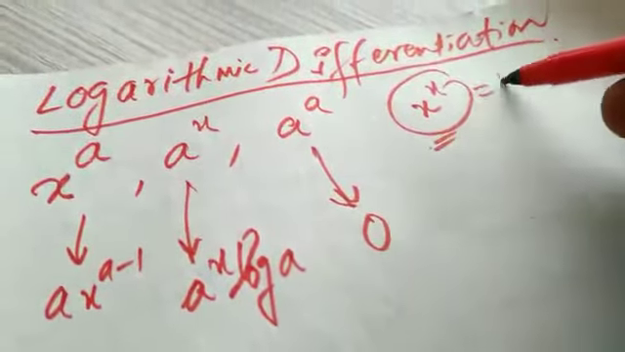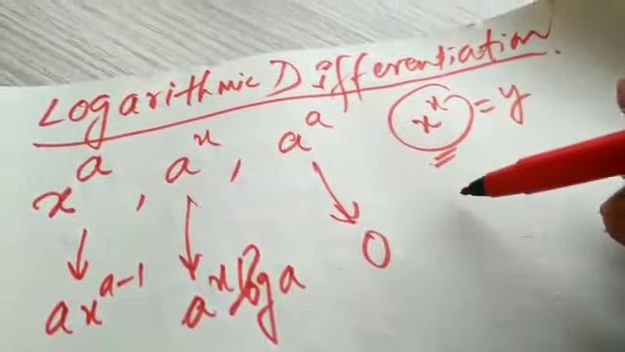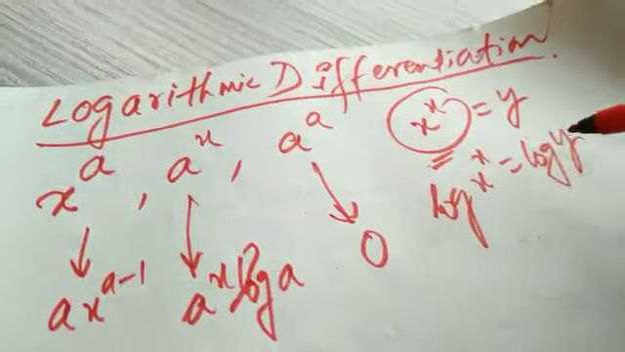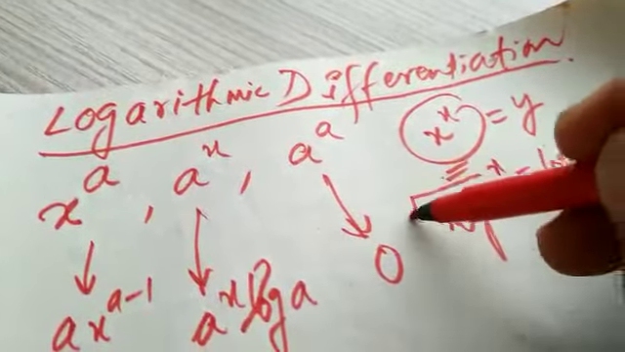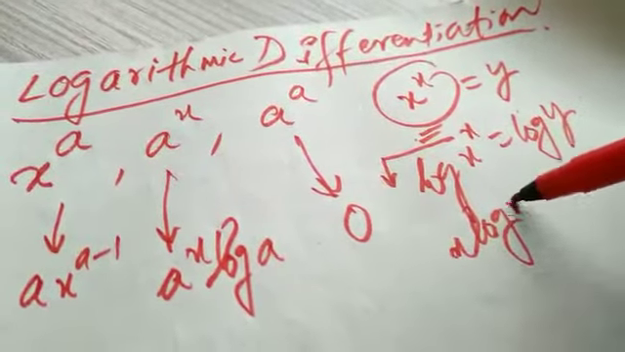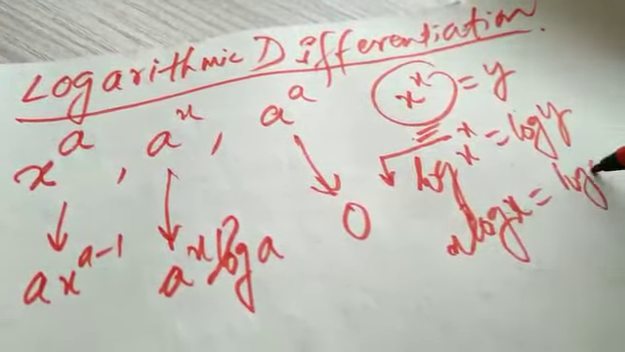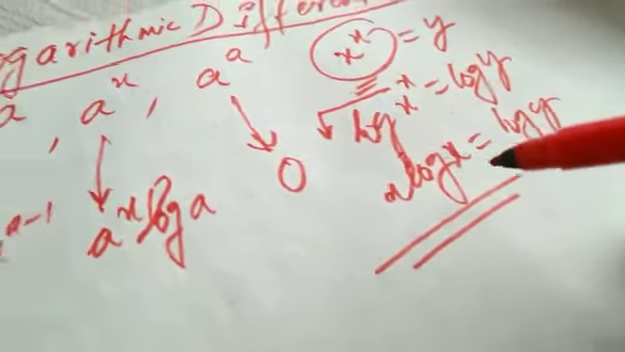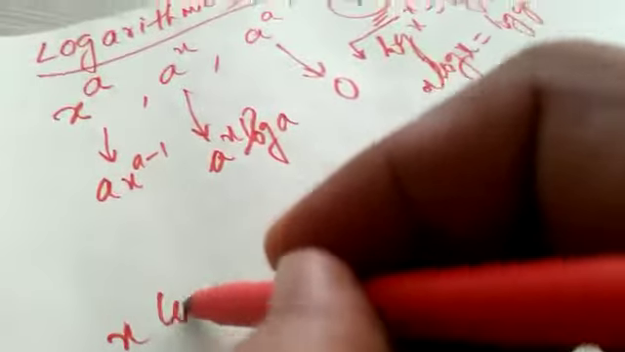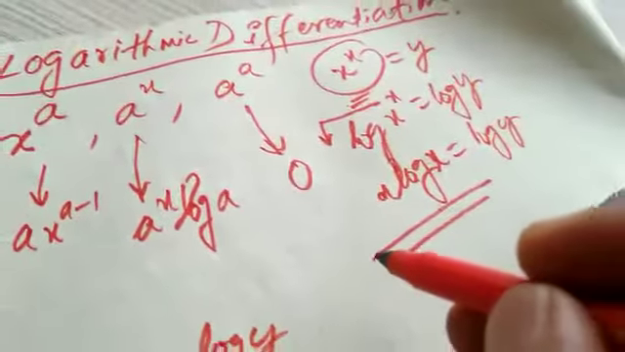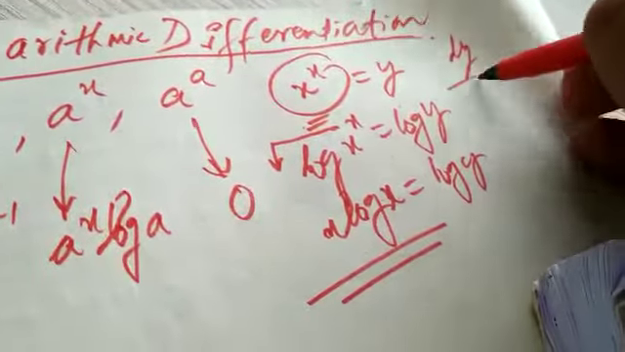So in this case we apply logarithm. Suppose x to the power x is equal to y. If we apply log, log x to the power x is equal to log y, then this x can be brought down using the laws of logarithm. x log x is equal to log y, and now we are in a position to differentiate. We will be finding the derivative of y with respect to x.